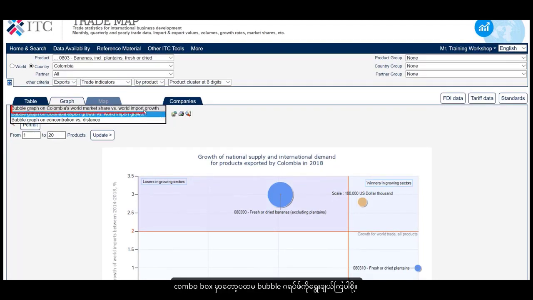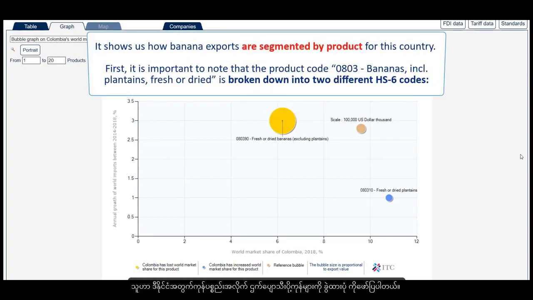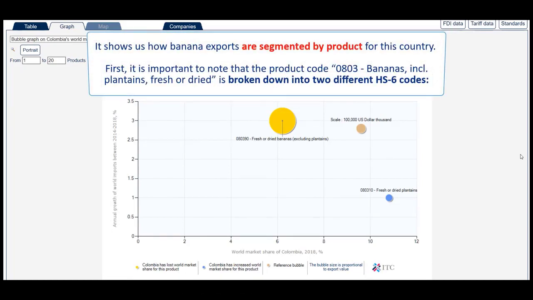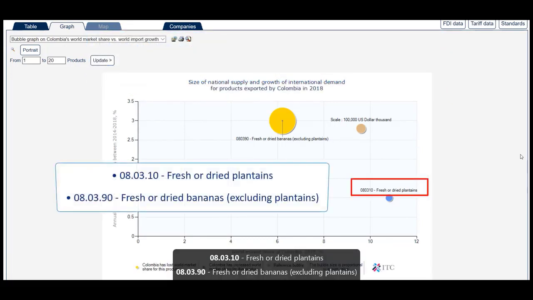Let's choose the first bubble graph in the combo box. It is entitled Size of National Supply and Growth of International Demand for Products Exported by Colombia in 2018. It shows us how banana exports are segmented by product for this country. First, it is important to note that the product code 0803, bananas including plantains, fresh or dried, is broken down into two different HS6 codes. 080310, fresh or dried plantains. 080390, fresh or dried bananas excluding plantains.